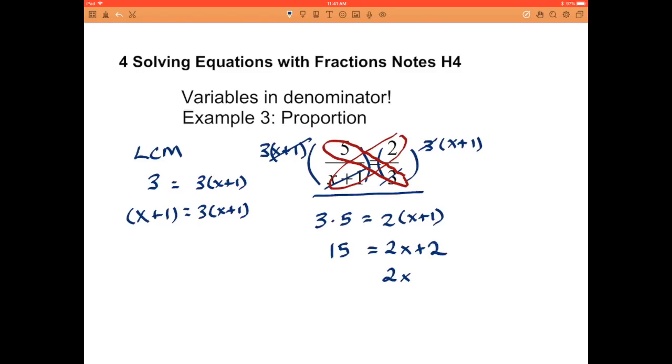And so we're going to subtract 2 from each side and divide by 2. And we get that x is equal to 13/2. Could I say it's 6.5? Sure, that's extra work, but yeah, we could say 6.5. And I know most of the students will want to do that there. But it's okay to leave numbers as improper fractions in Algebra 2.